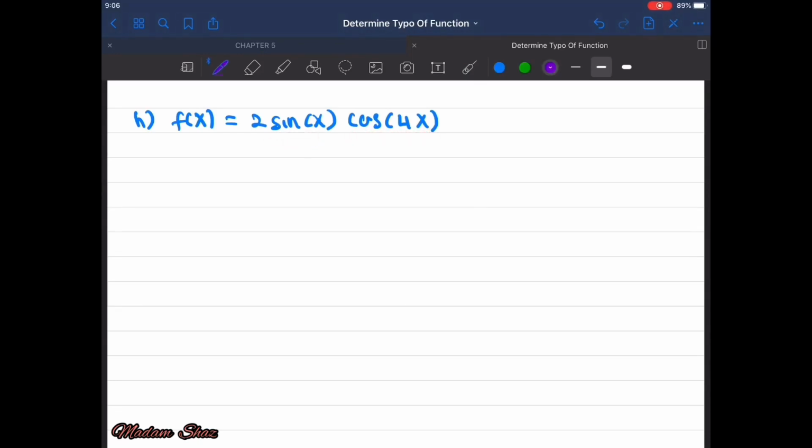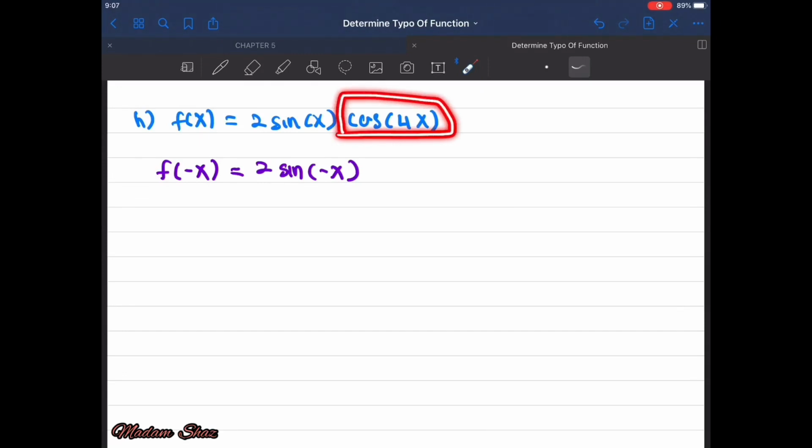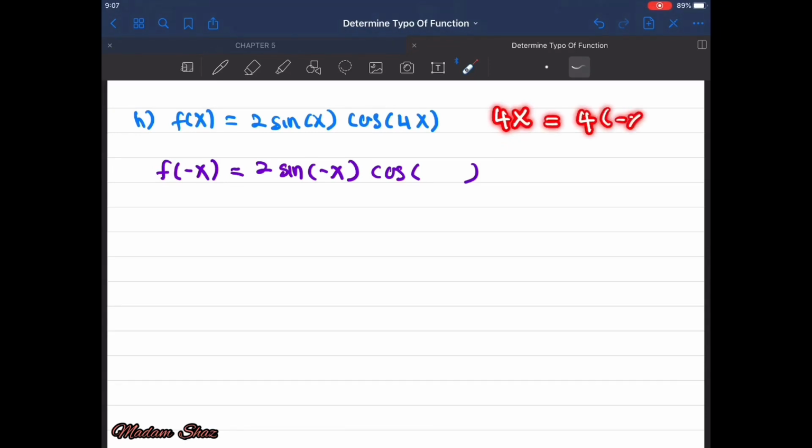So f(x) is equal to 2 sin x multiplied with the cos 4x. The same step, you have to substitute x become negative x. So f(-x) is equal to 2 sin(-x) multiply with the cos of, in the bracket, we have 4 multiply with x. So 4 multiply x will become 4 multiply negative x. So 4 times negative x is equal to negative 4x. So this bracket will become negative 4x. So now simplify.